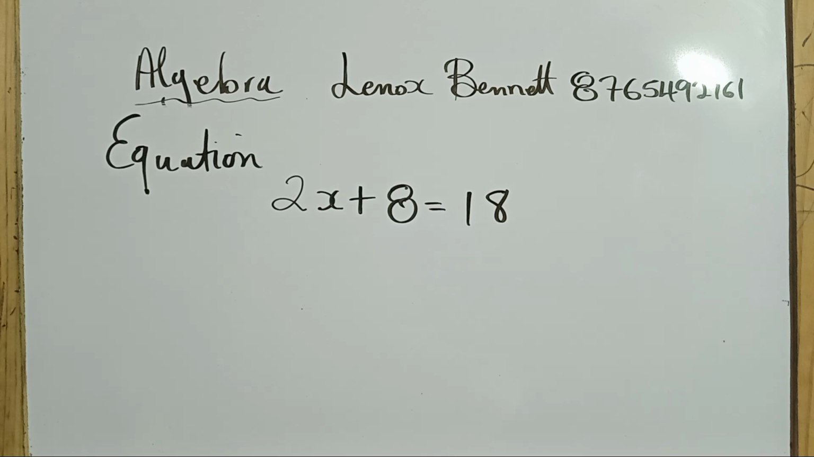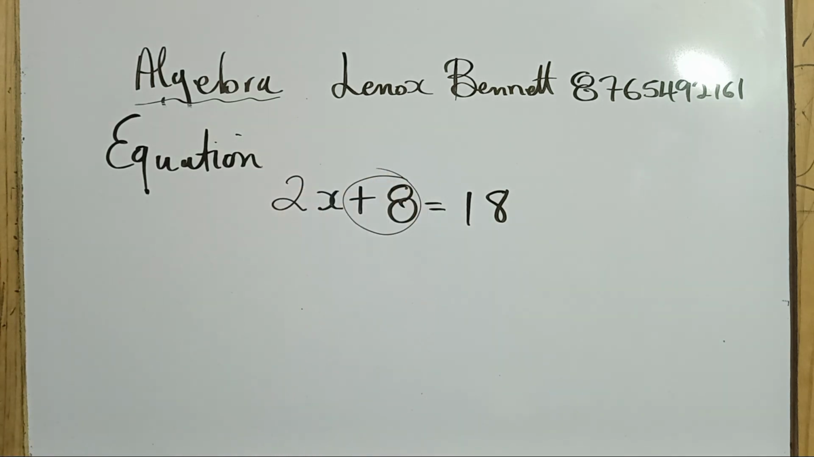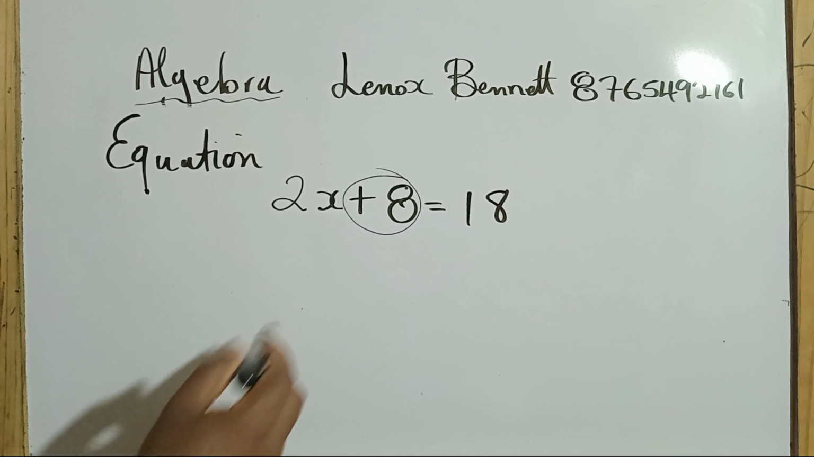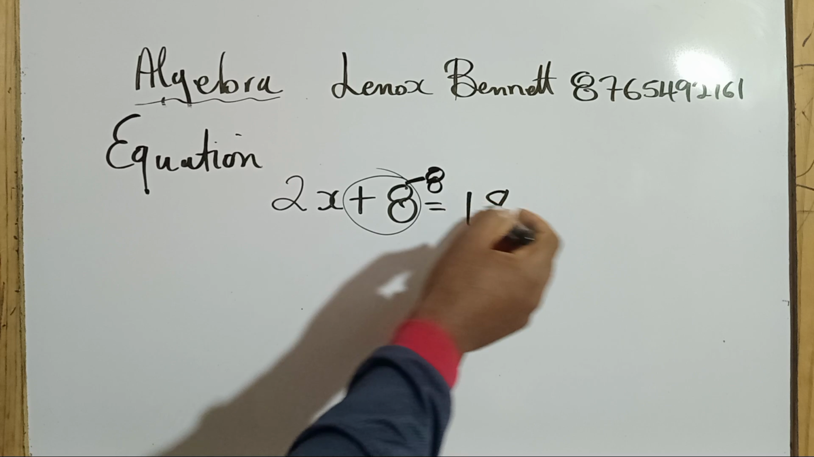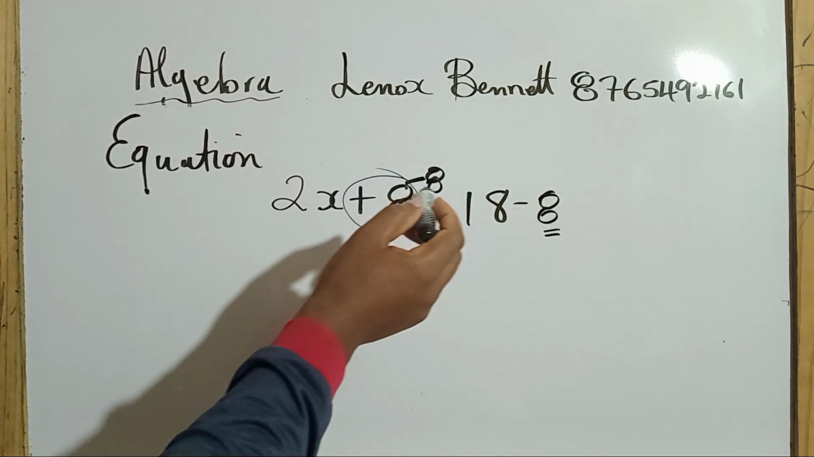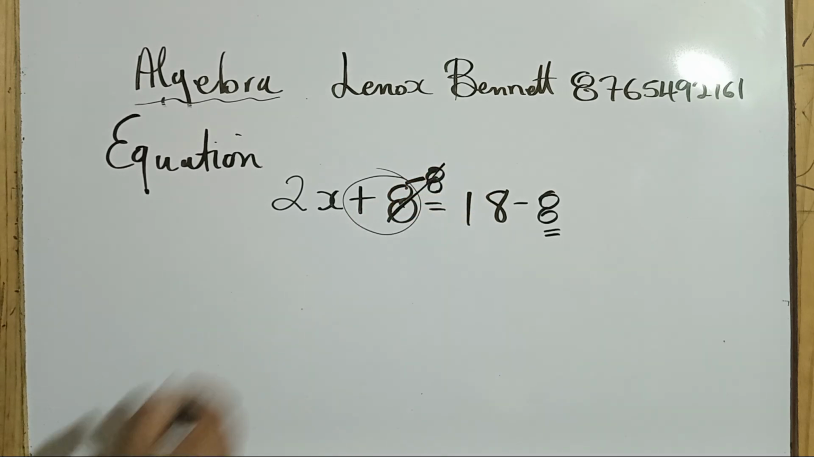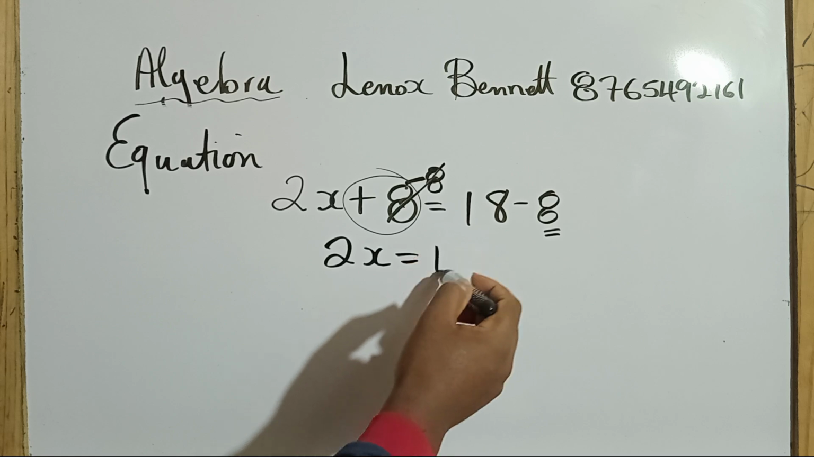So let's talk about it. It's 2 multiplied by a number, then we add 8, and the result should be 18. So again, the furthest one, we do it first. Because plus 8 is the last one in 2x plus 8, we subtract 8. And remember, whatever we do to one side, we have to do to both sides. So now, 18 subtract 8 is 10.